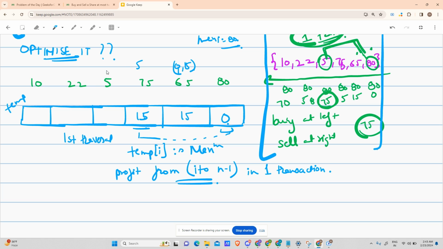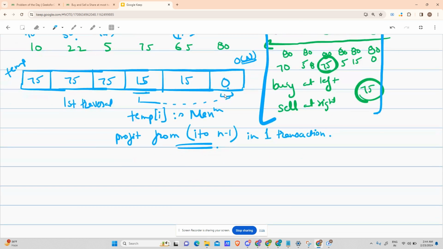Okay, I move to 5. I see 80 minus 5 will give me 75. Is it the maximum? Yes, it is the maximum. So take it as 75 only. I go to 22. I see 80 minus 22 will give me 58, but 75 is already the maximum, 75 here. Okay, I go to 10. I see 80 minus 10 will give me 70, but 75 is already present. So 75. I will get this array in O of n time complexity.